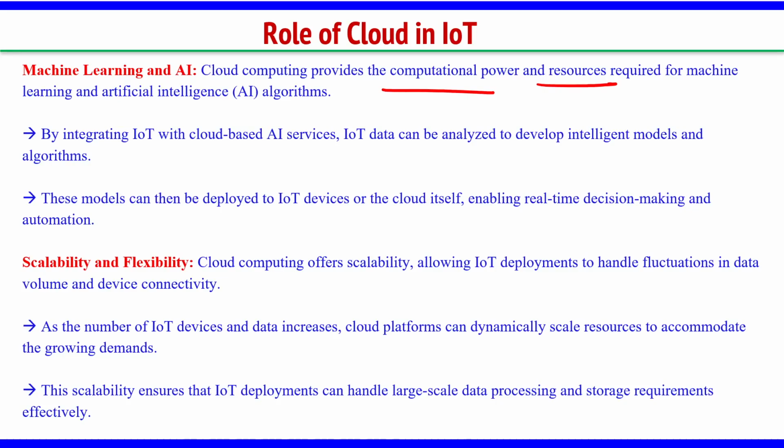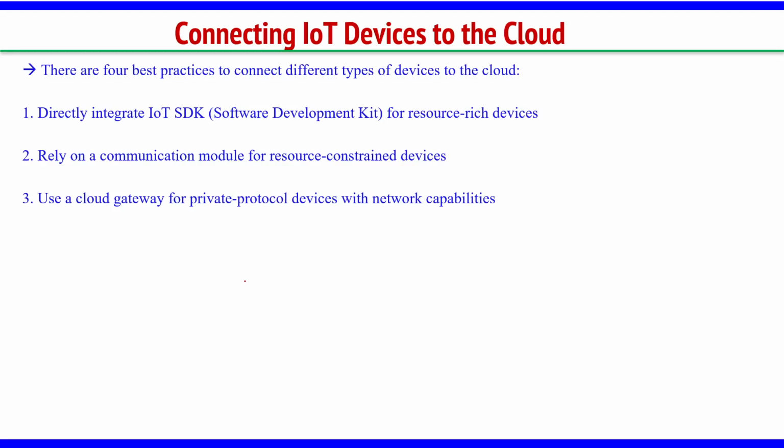So when I want to implement ML or AI algorithms on the IoT data, the required infrastructure and facilities are readily available in the cloud. So the cloud can benefit even IoT. By integrating IoT with cloud-based AI services, IoT data can be analyzed to develop intelligent models. When you want to design an ML or AI model on the IoT data, you can do it in the cloud itself.